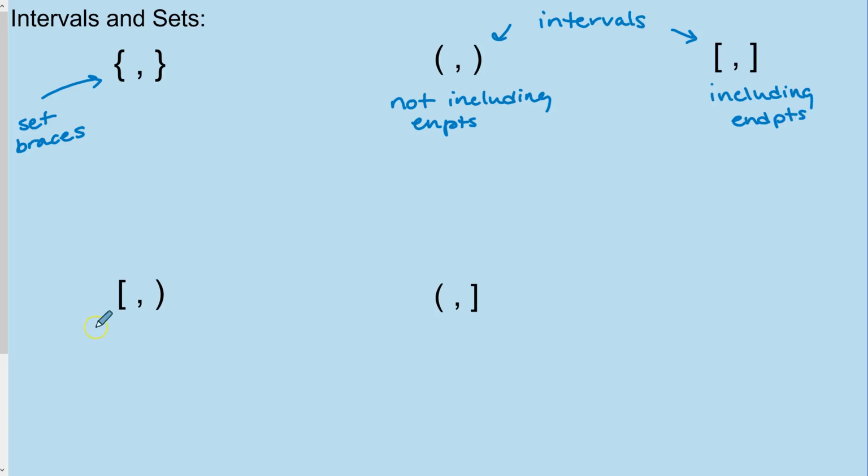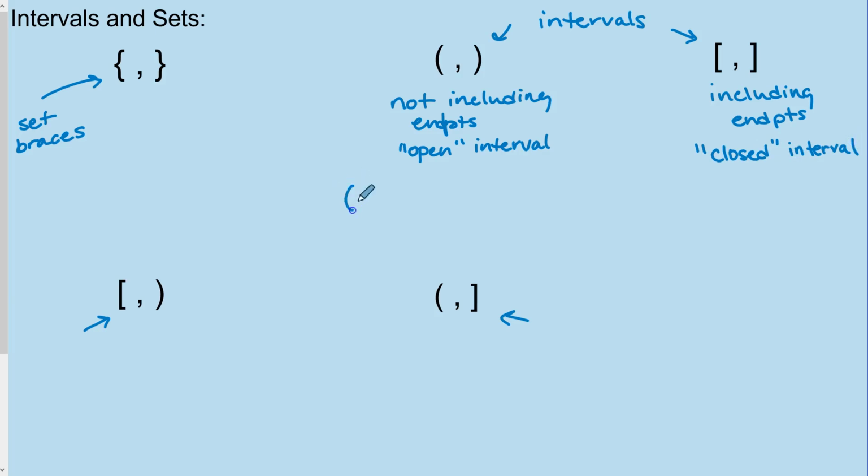And you see down below, you could have one that's half and half. Okay, if it's round and it's not including the endpoints, we call it an open interval. And if it has square brackets and it includes the endpoints, we call it a closed interval. So it can be semi-open, semi-closed. Okay, let's look at a few examples.